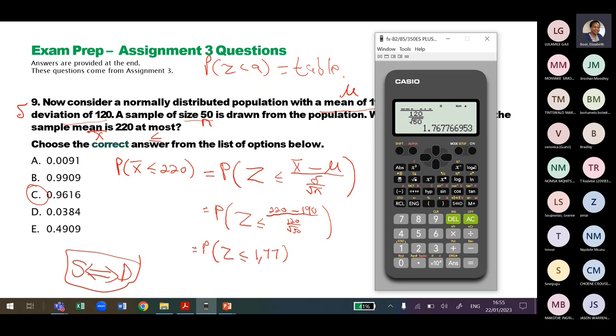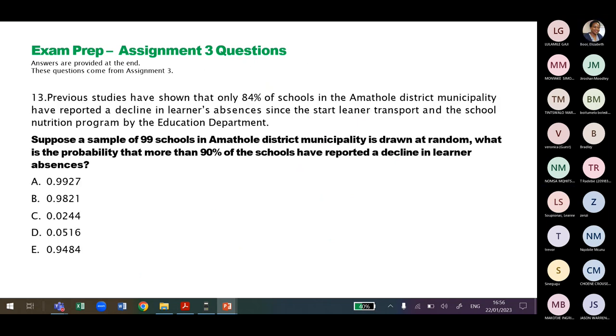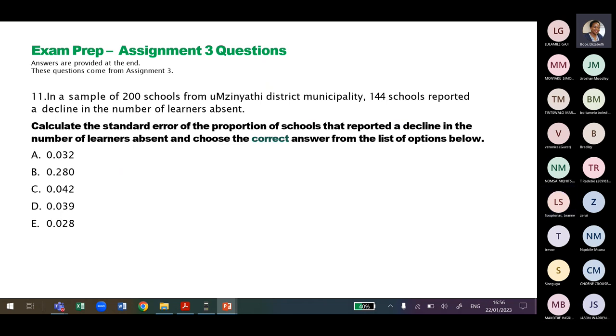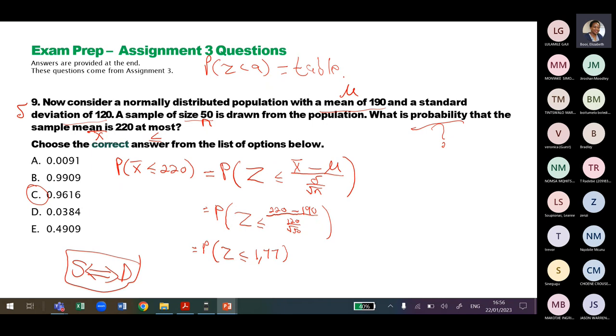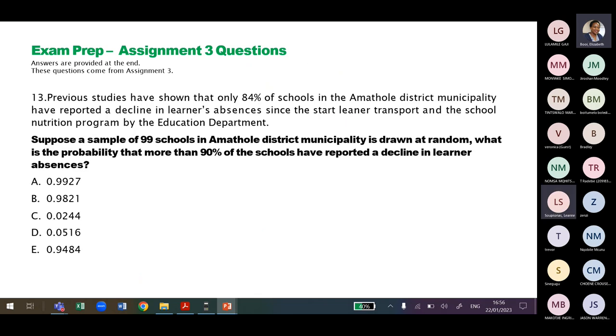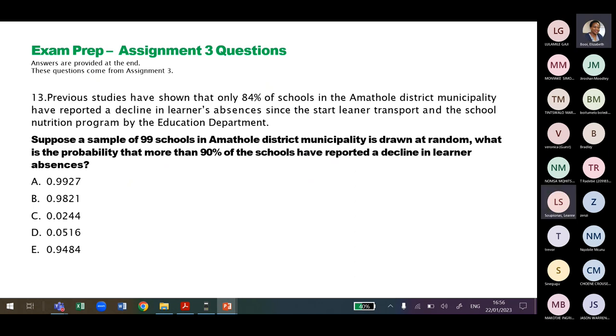No problem. I see here we have 5 minutes and there are a couple of questions. We can continue with them tomorrow. Tomorrow is Monday. Yes. We will do question 9, question 11, question 12, 13, and then we will be done with this. Then we start with revision of study unit 8 and 9. Are there any questions? No.